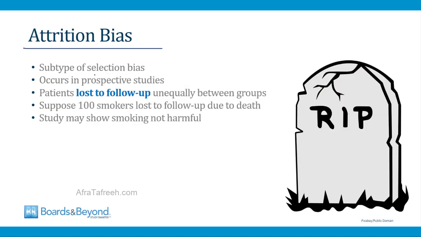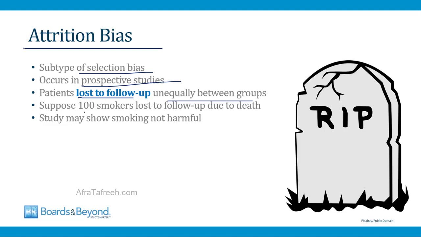Attrition bias is another subtype of selection bias that can occur in any prospective study where you follow patients forward over time. When you do this, some patients can be lost to follow-up, and if the patients that are lost to follow-up are unequal between the groups, then that can lead to results that are biased because of attrition bias.